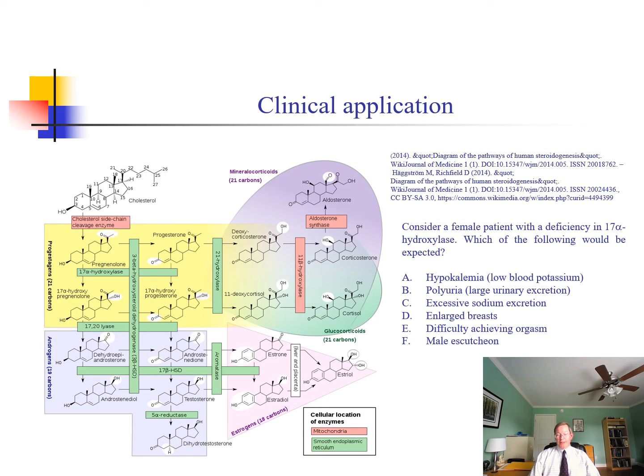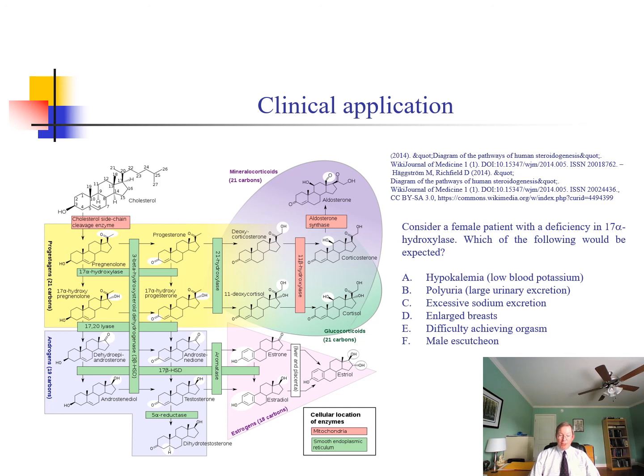Remember we talked about the steroid synthesis from cholesterol. Now consider a female patient who has a deficiency of 17-alpha-hydroxylase. Which of the following would you expect? Hypokalemia, polyuria, excessive sodium excretion, enlarged breasts, difficulty achieving orgasm, or a male escutcheon.